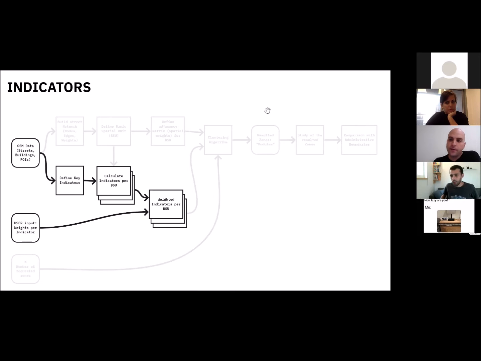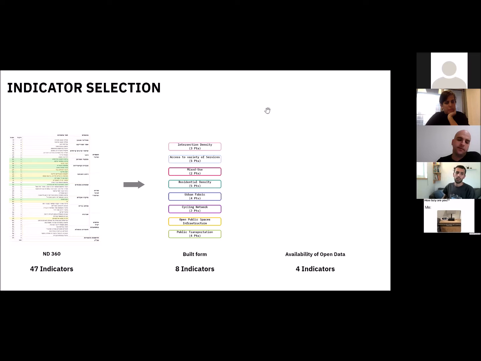So in parallel to that, we needed to define which indicators would be taken into account. And to do that, I chose Neighborhood 360, which is the Israeli local sustainability rating system, because in the case study we're dealing with Tel Aviv. As a matter of fact, all of the systems are very much alike. They take a lot of inspiration from one another. But that was a choice. And we filtered out of these 47 possible indicators in Neighborhood 360, 8 indicators that represent the effect of urban form on livability.